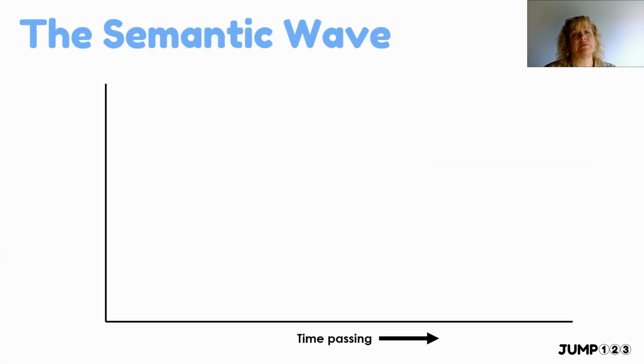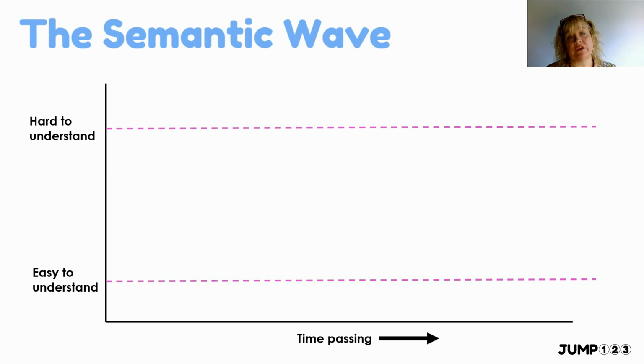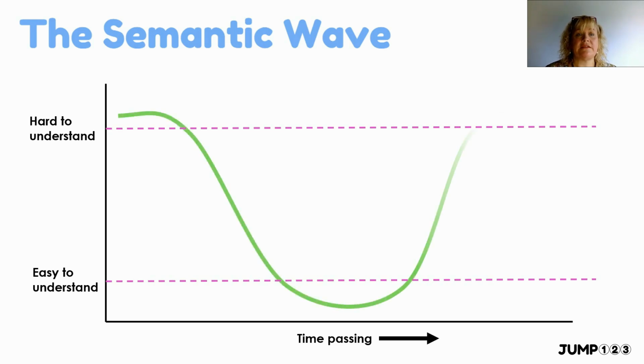So when we look at the semantic wave, it's really a graph of how we learn technical subjects. So really it is to do with technical subjects, of which programming happens to be one. So we have time passing at the bottom there. At the top we have the level which shows something is hard to understand, and at the bottom something's easy to understand. And when we're learning, we have this semantic wave, and this is shown by the green line here.